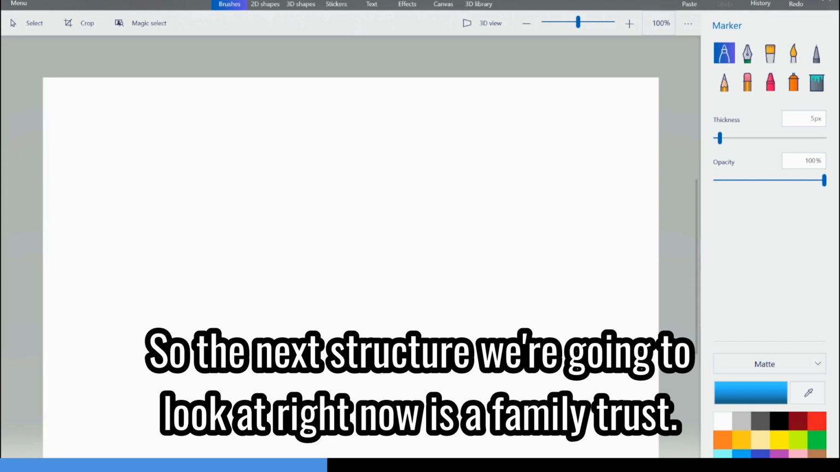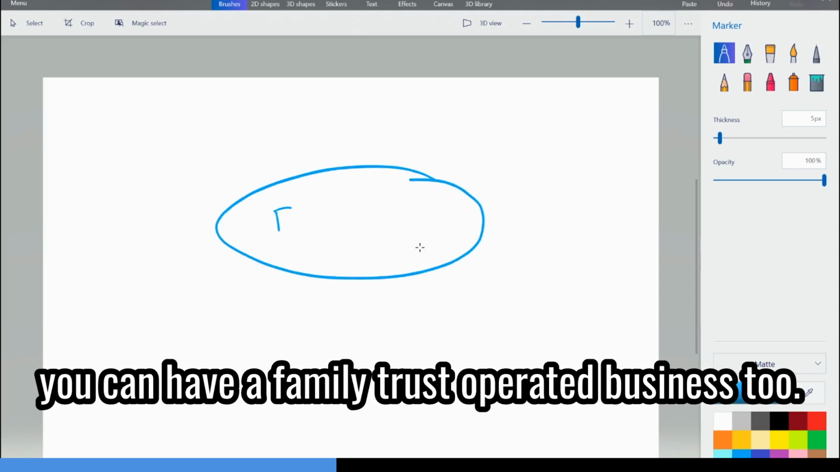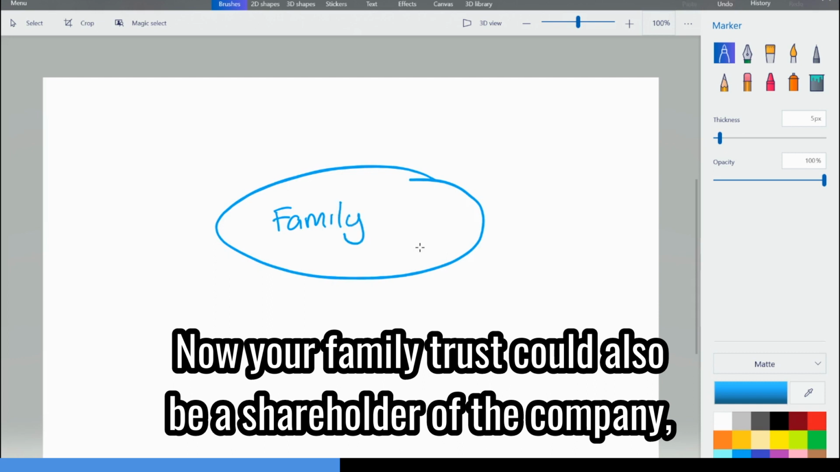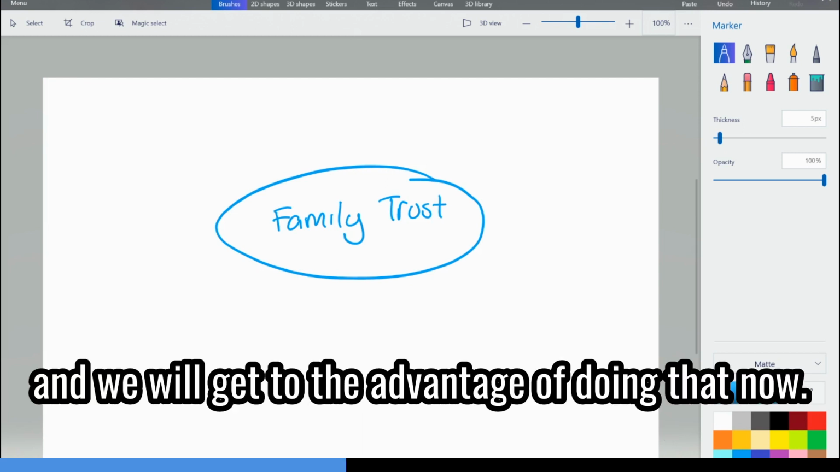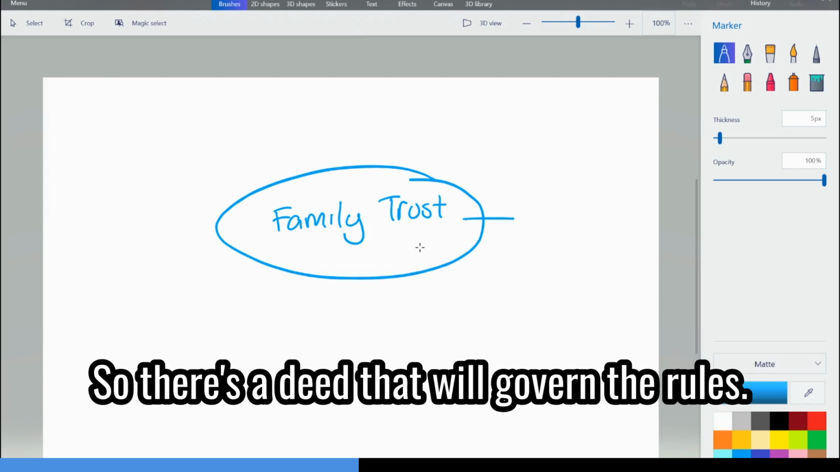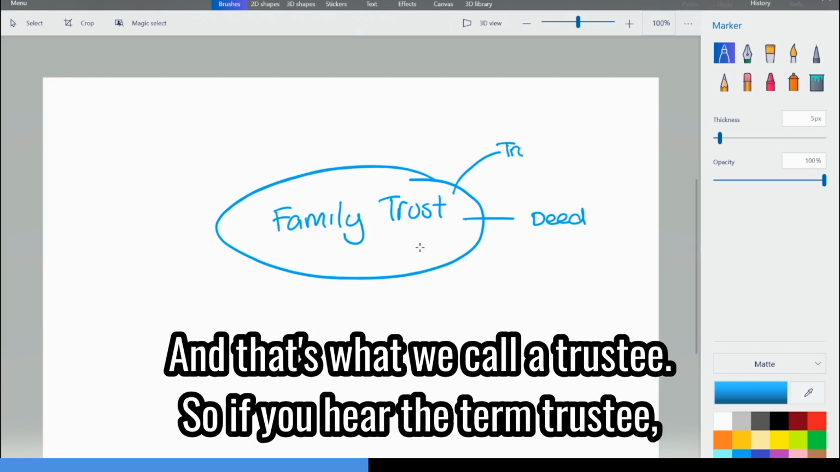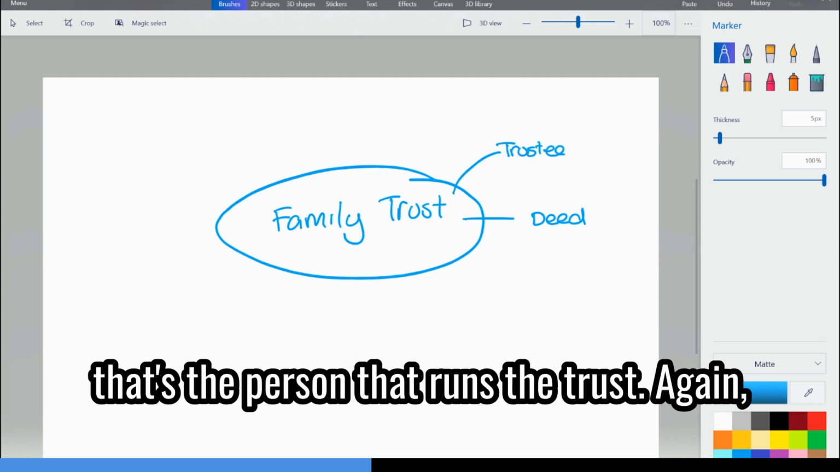The next structure we're going to look at is a family trust. Going back a step from before, you can have a family trust operate a business too. Your family trust could also be a shareholder of the company, and we'll get to the advantages of doing that now. A family trust is a way of a shareholder that basically follows the rules of a trust deed. So there's a deed that will govern the rules. On top of that, the family trust has to also have someone that runs it, and that's what we call a trustee. If you hear the term trustee, that's the person that runs the trust.